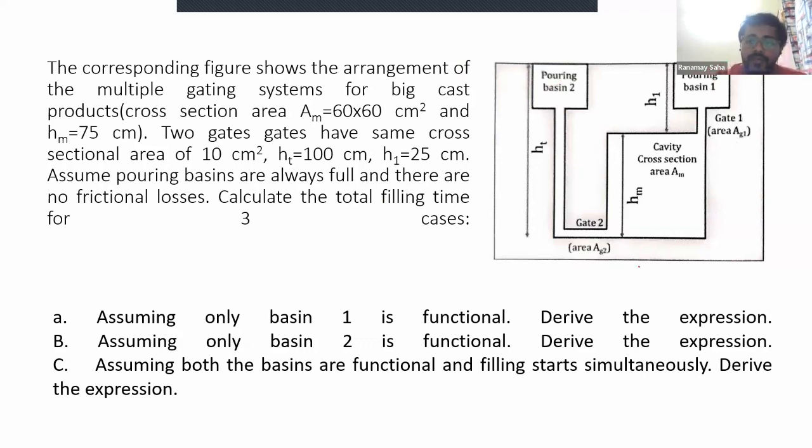And you have to find out the case when pouring basin 1 is functional, what is the mold filling time? Pouring basin 2 is functional, what is the mold filling time? When both are working together simultaneously, what is the mold filling time? Okay. So this is what the question is demanding, and then the given dimensions: 60 cross 60 for the mold cavity, 100 centimeters for the total height, 75 for the height of the mold, and 25 for the height of the pouring basin.